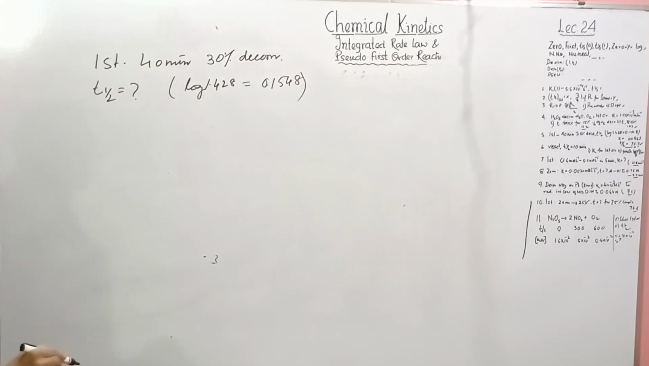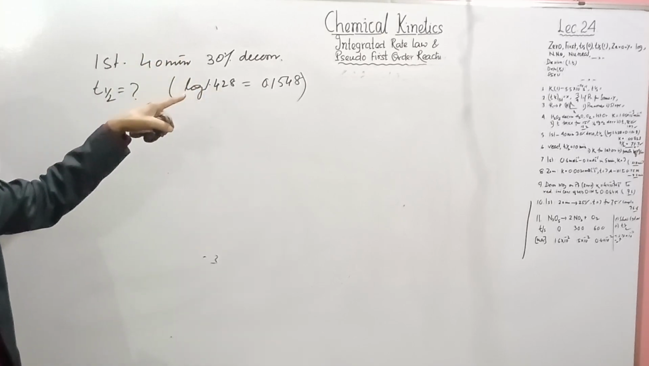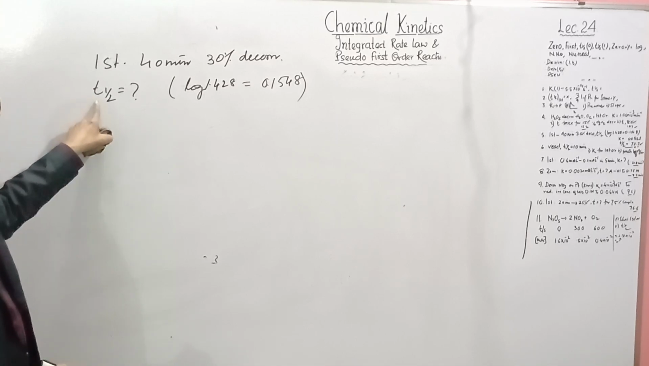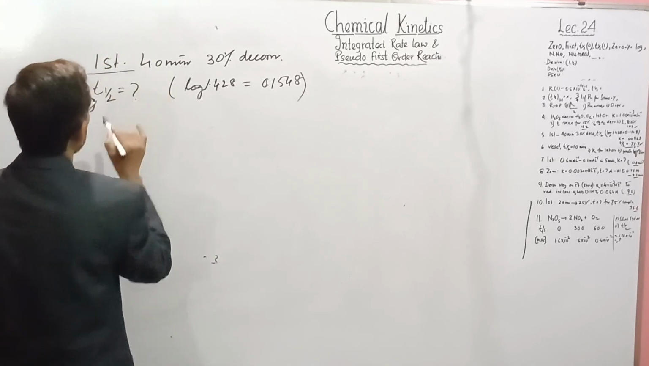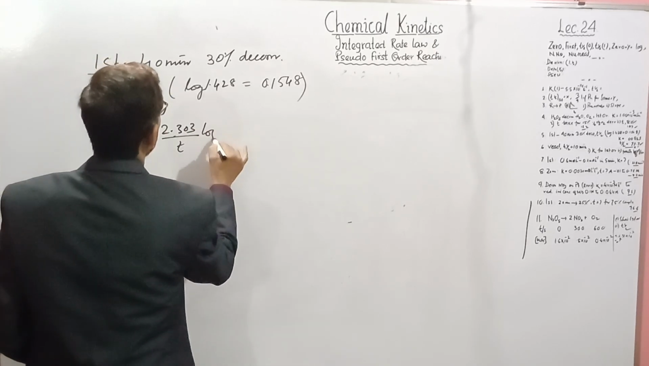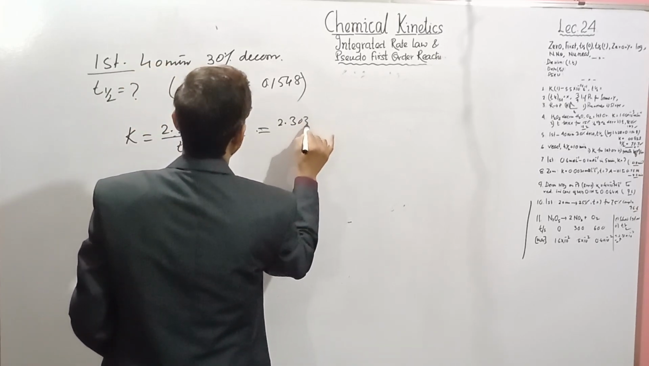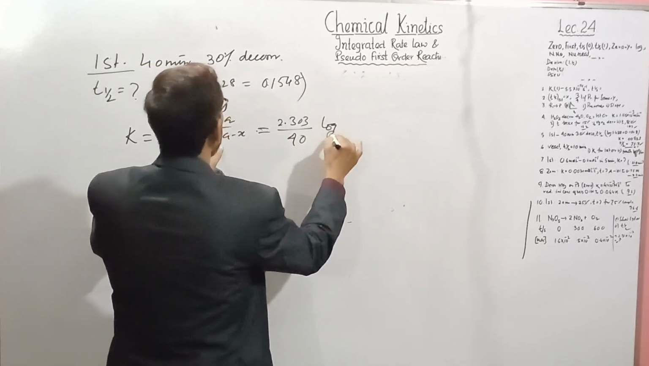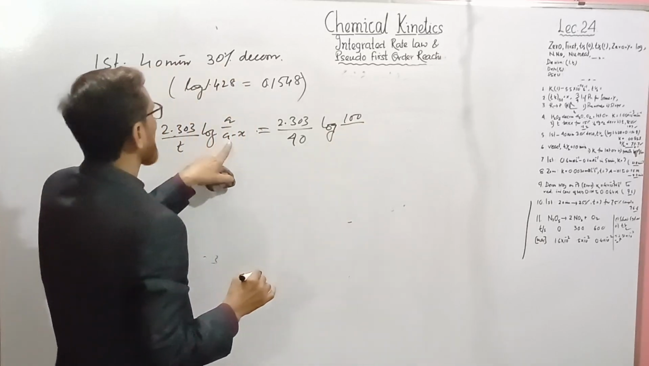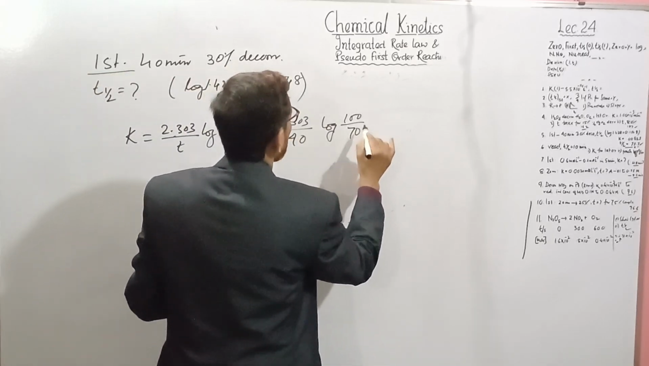Next question you were given, it is a first order reaction. In the first order reaction, it is seen that after 40 minutes, 30% decomposition of the reactant occurs. You are asked to find out T half, and given log 1.428 is equal to 0.1548. Since it is first order, k is equal to 2.303 by t log a by a minus x. So that is 2.303, and the time is equal to 40. Am I right? And here a is equal to 100, and a minus x means 30% decomposition, a minus 30 means 70.